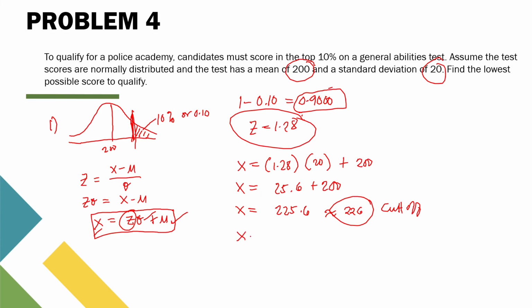So when x is greater than 226, the person will pass or qualify for police academy. So the score 226 would be the cutoff basis in order for someone to qualify for a police academy. Okay, that's 10%.